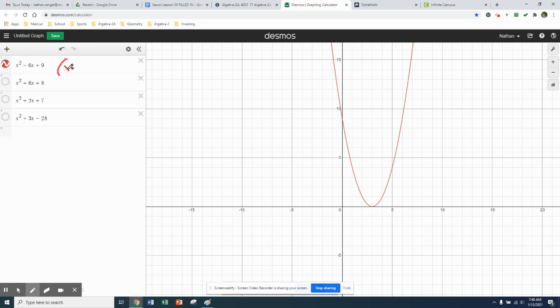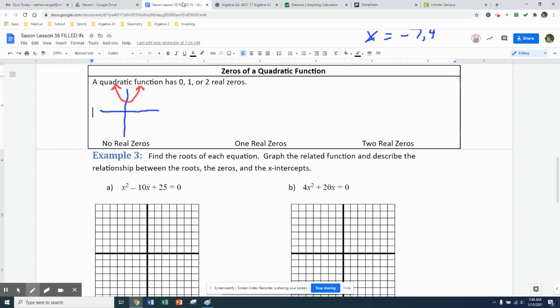It's going to factor into x minus 3 times x minus 3, which causes you to get that solution of 3. But since x minus 3 are both the exact same factors, when it factors, it just has that one solution, 3, 0. So the next type of situation is we can see quadratics that have just one real zero.